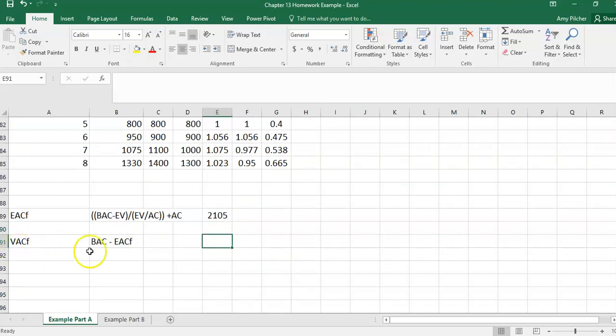Now we're going to look at how much we're going to go over. So what's our variance at completion? That is our budgeted cost minus our forecasted total cost at completion. So our BAC was 2,000 minus the EAC, which we just calculated. So this project is going to go over 105. Without zeros, that is a cost overrun of $105,000.